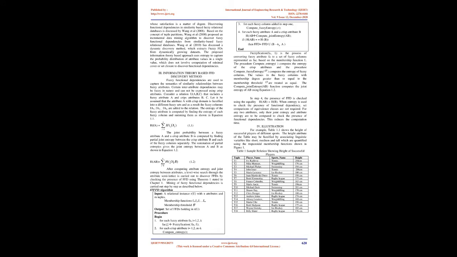FFDs from similarity-based fuzzy relational databases. For a given pair of attributes, the validation of FFDs is based on fuzzy projection and fuzzy selection operations. In the proposed information theory-based FFD discovery method, IJERT, the presence of fuzzy FDs is discovered by computing entropy for the fuzzy columns, which does not require equivalence class refinements used in the dynamic FFD discovery method, Wang et al.